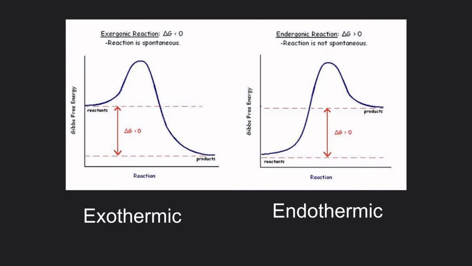Now you can also tell if a reaction is endothermic or exothermic by looking at the energy diagrams. So here on the left we have an exothermic reaction, and you can tell because the reactants start at higher energy than it ends at the products. And on the right we have an endothermic reaction, and you can tell because the reactants are at a lower energy than the products.